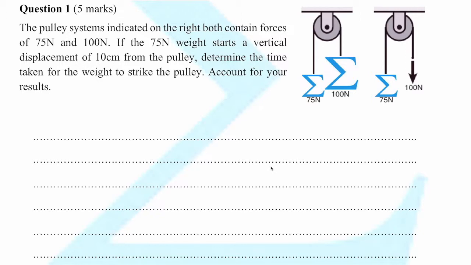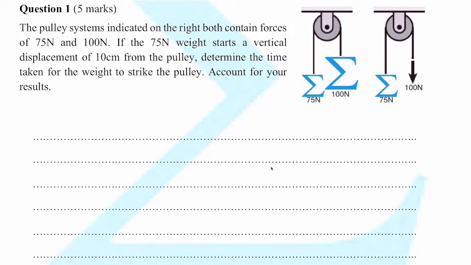Alright, so let's have a look at question 1. Here we're confronted with a scenario where these two pulleys kind of look the same. On the left hand side you've got the 75 Newton force, on the right hand side you've got the 100 Newton force, and you're kind of lulled into thinking these are the exact same scenario. But I do want to show us that there is a bit of a difference.